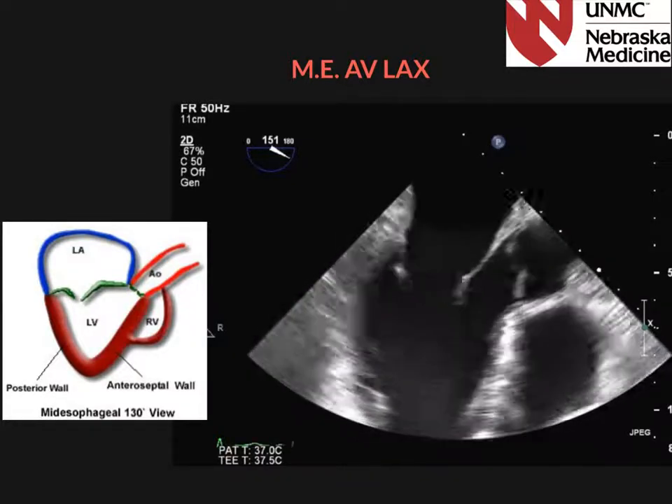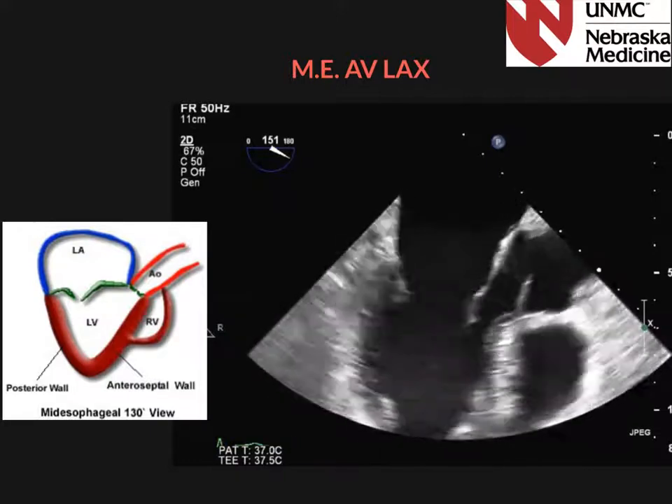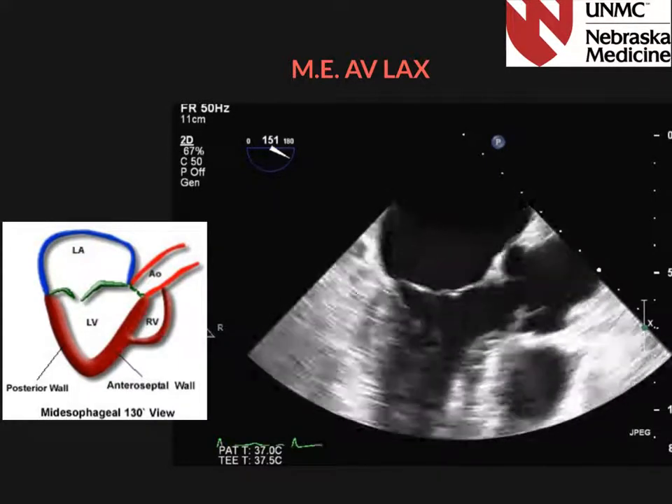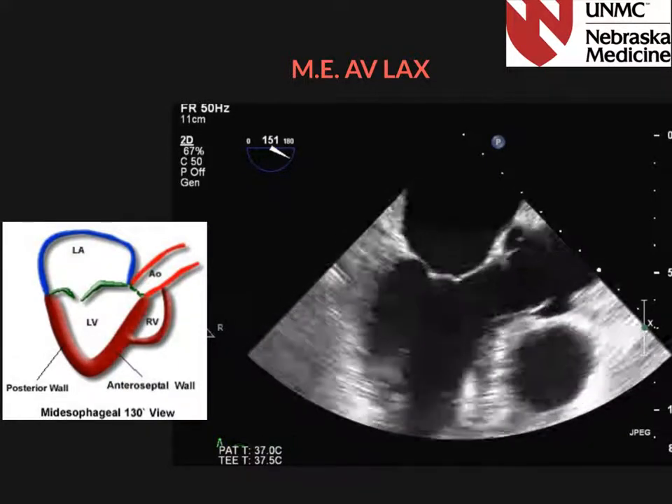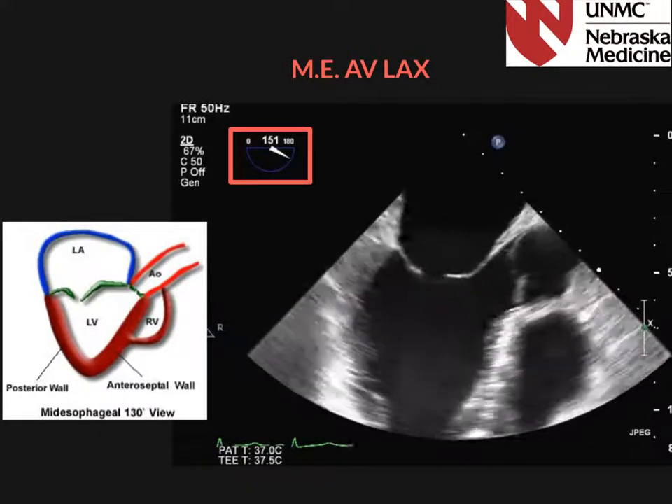From the mid-esophageal aortic valve short axis view, we'll now adjust our omniplane approximately 90 degrees to look at the aortic valve in long axis. Usually this occurs around 130 to 150 degrees on our omniplane.